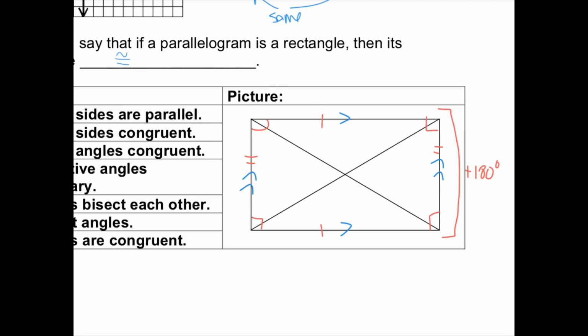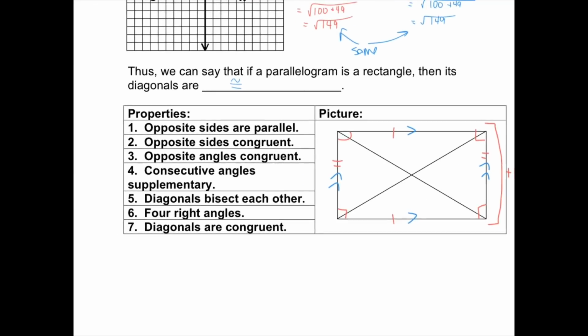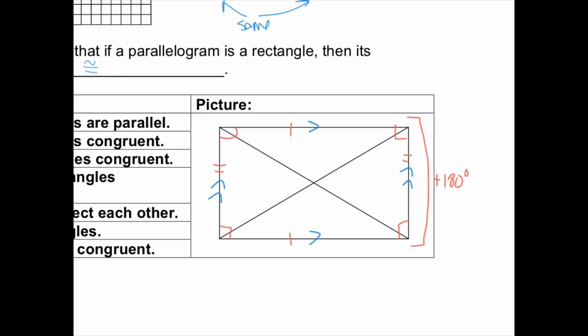And then it says diagonals. We also have that diagonals bisect each other. So I know this is congruent to that, but since it's a rectangle and the diagonals are congruent, all these are equal as well. Then it says we have 4 right angles, which we just put in there, and we have that the diagonals are congruent, which we've already marked. Let's go to the next page.